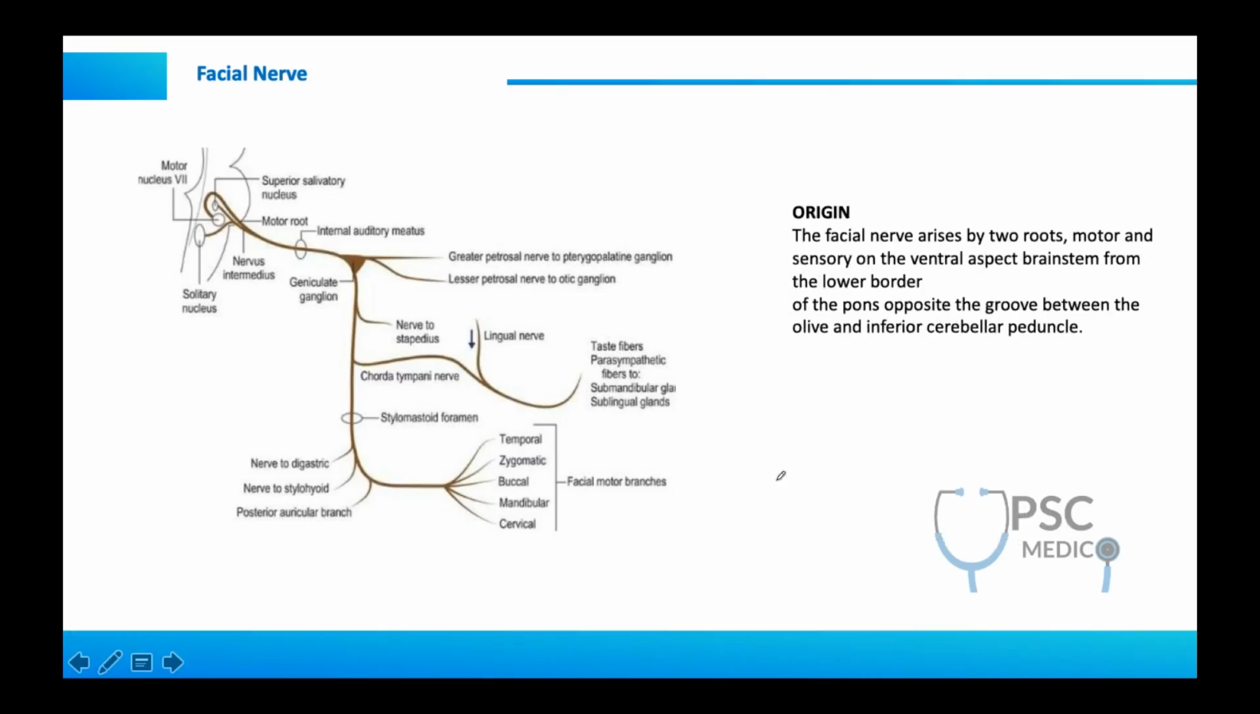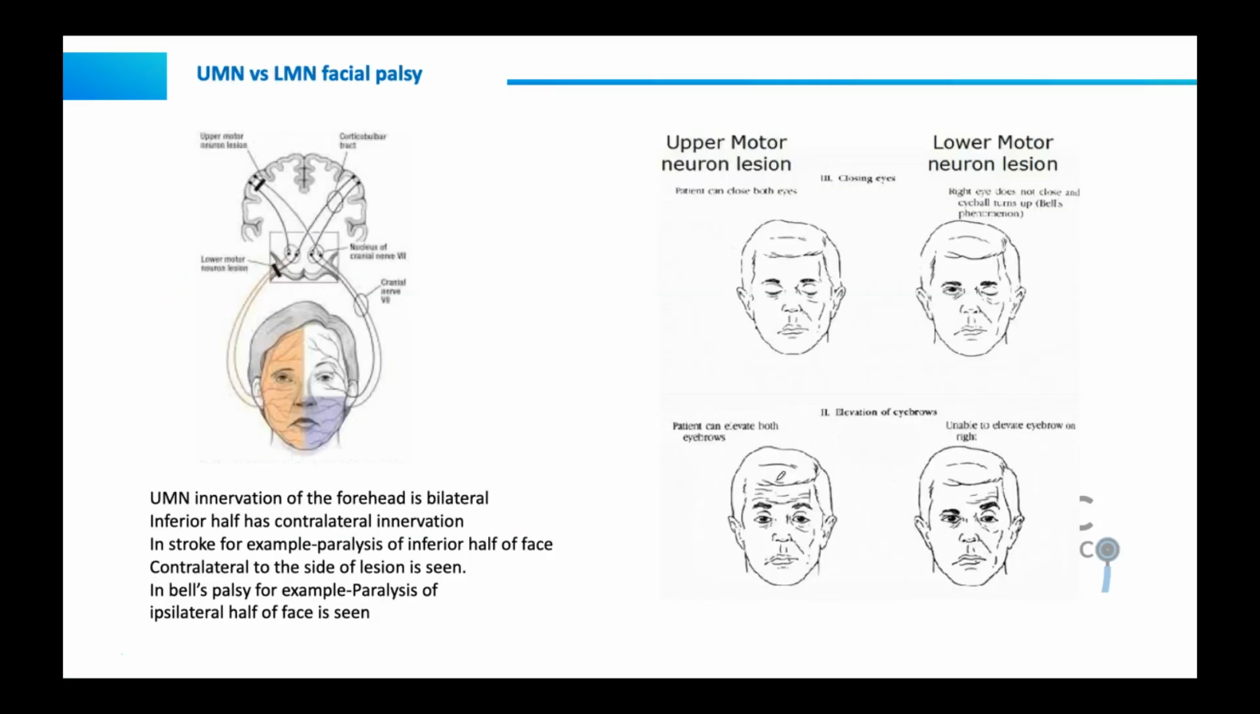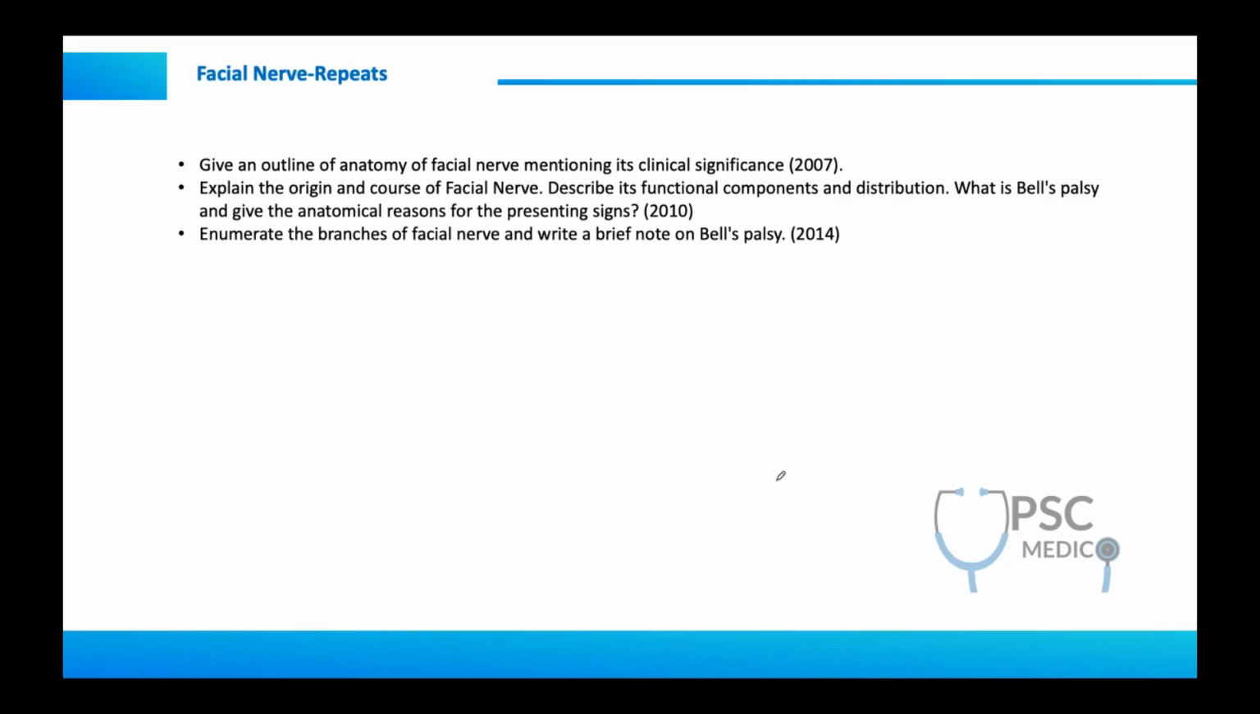So we are done with the origin, course, distribution, branches, innervation, and the clinical importance of the facial nerve. Now let us look at the previous year repeats. Outline the anatomy, mentioning its clinical significance. Hope you can answer this easily.